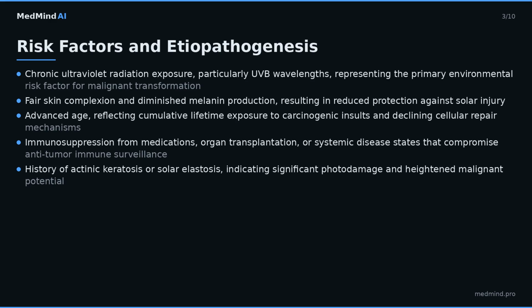Risk factors and etiopathogenesis. Key points: chronic ultraviolet radiation exposure, particularly UVB wavelengths, representing the primary environmental risk factor for malignant transformation. Fair skin complexion and diminished melanin production, resulting in reduced protection against solar injury. Advanced age, reflecting cumulative lifetime exposure to carcinogenic insults and declining cellular repair mechanisms. Immunosuppression from medications, organ transplantation, or systemic disease states that compromise anti-tumor immune surveillance.